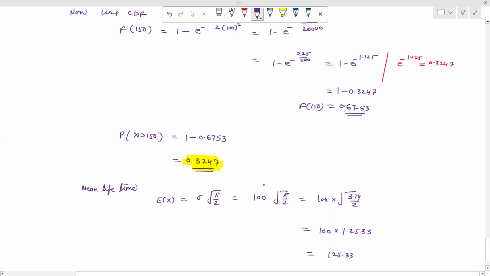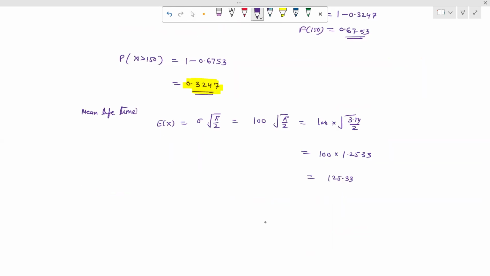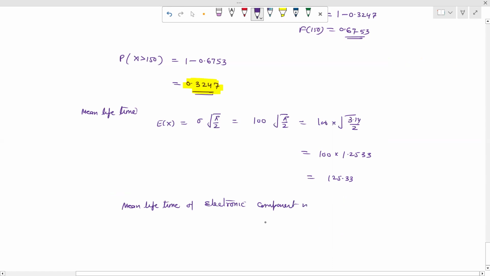So the average lifetime, meaning the mean lifetime of the electronic component, is 125.33 hours.